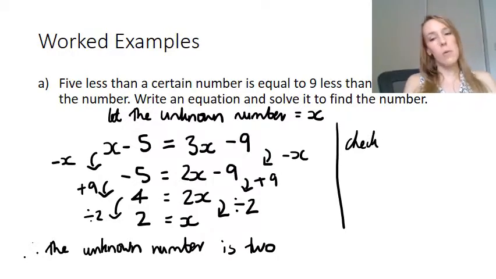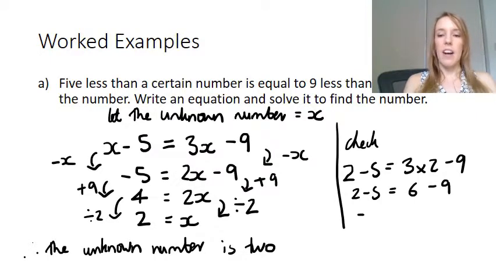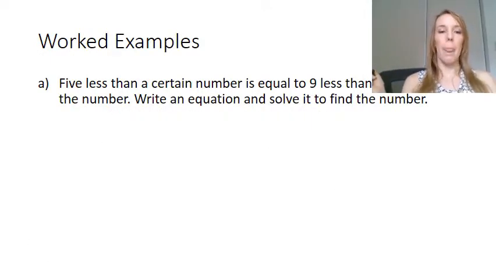If you'd like to check your answer, I would strongly encourage you to, so you can check that both sides are equal. So check that 2 take 5 is equal to 3 times 2 take 9. So 2 take 5 is equal to 6 take 9. 2 take 5 is negative 3. 6 take 9, negative 3. Yes, correct. Excellent.